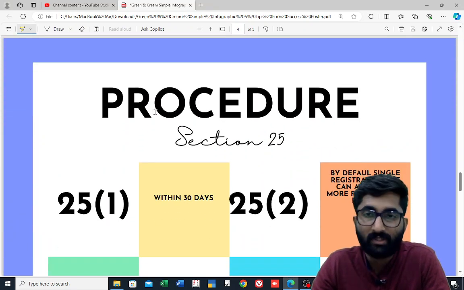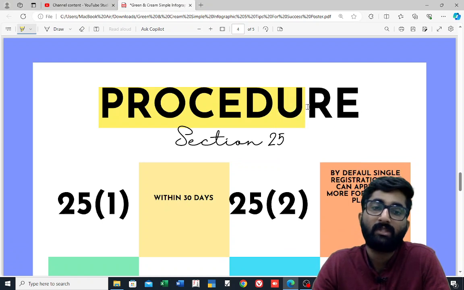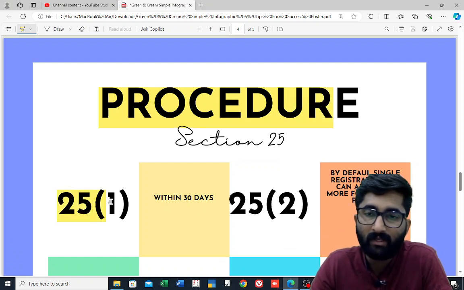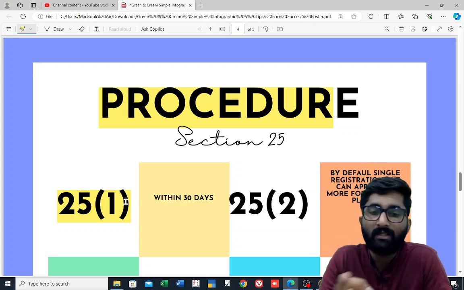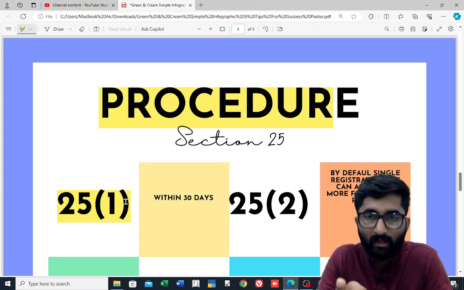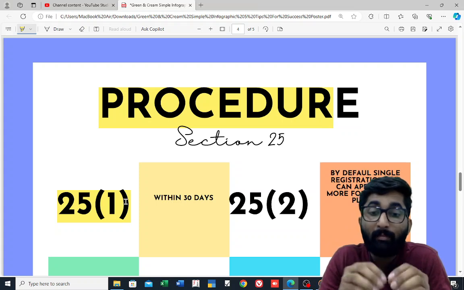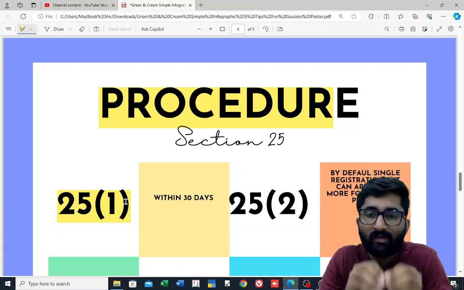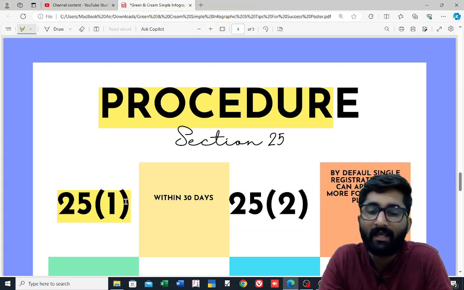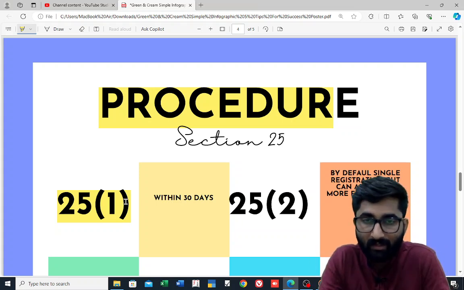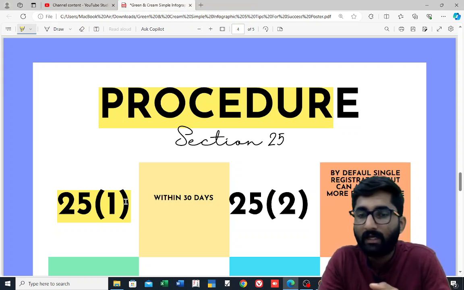Later we discussed section number 25, the procedure under section 25. Section 25 subsection 1: a person who is liable under section 22 and 24 is required to apply for registration within 30 days from the date of becoming liable. And we know the consequences of not applying within 30 days. If you don't apply within 30 days, then you cannot give RTI. What is RTI? Revised tax invoice. It is not available to the person who applies after 30 days.